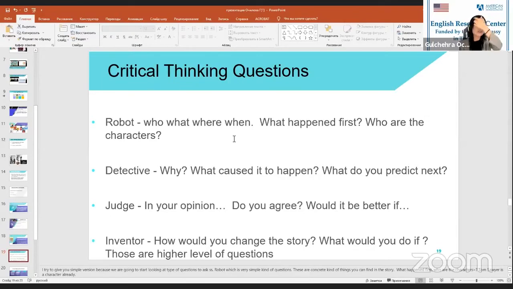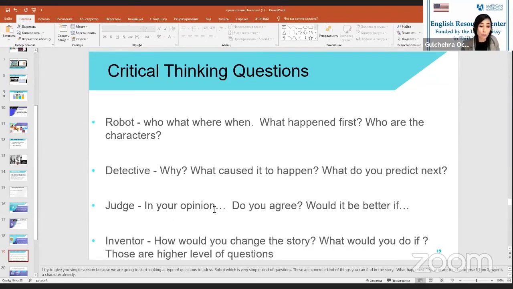What happened first? Who are the characters? So Tom Sawyer is a character already, so we know it. The detective. So why? What caused it to happen? What do you predict next?